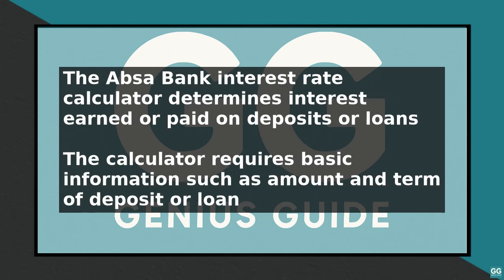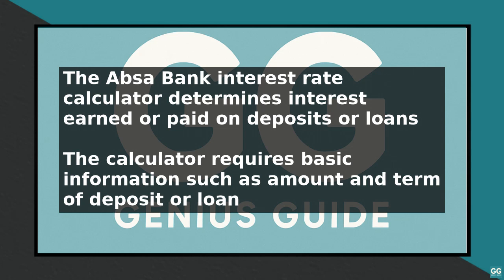It is also important to understand the different types of interest rates offered by Absa Bank. These include fixed interest rates, variable interest rates, and tiered interest rates. Fixed interest rates remain the same for the term of the deposit or loan, while variable interest rates can change over time. Tiered interest rates offer different interest rates based on the amount deposited or borrowed.